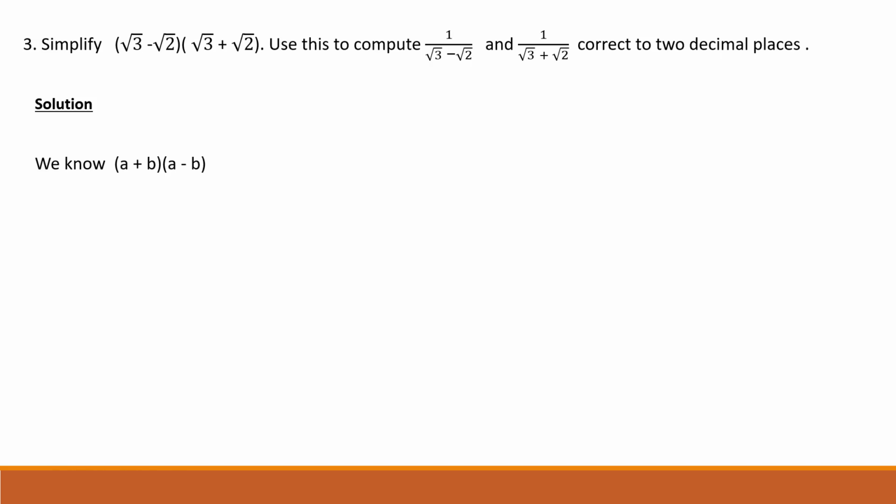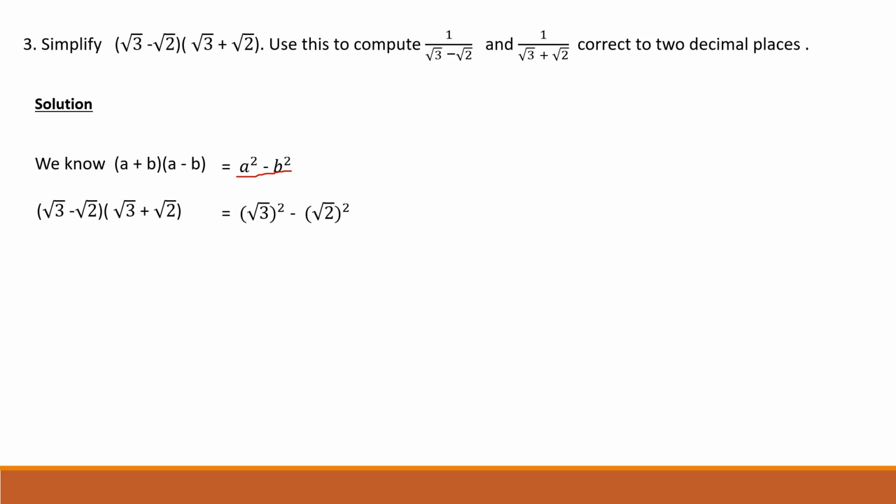And we know the expression a square minus b square. So, in order to simplify square root of 3 minus square root of 2 times square root of 3 plus square root of 2, what do we need? We need to use this a square minus b square. So, we get square root of 3 the whole square minus square root of 2 the whole square. Because here a is square root of 3, b is square root of 2.